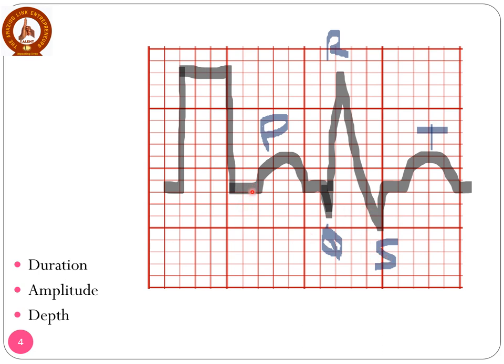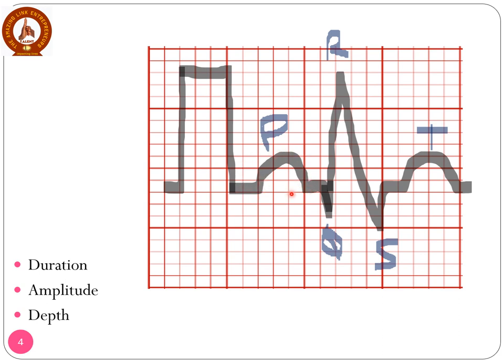This horizontal line is isoelectric line. This is another isoelectric line. This one is PR segment. This one is ST segment. This is PR segment. So the first wave here is the P wave.